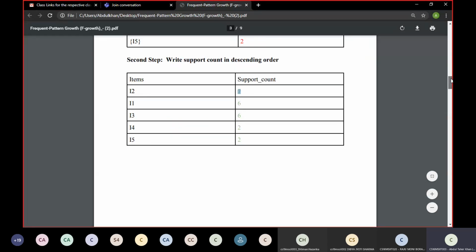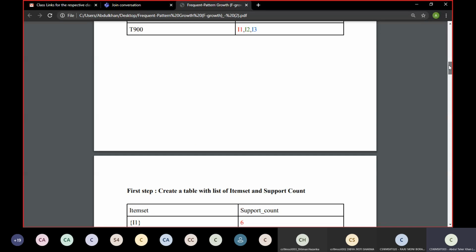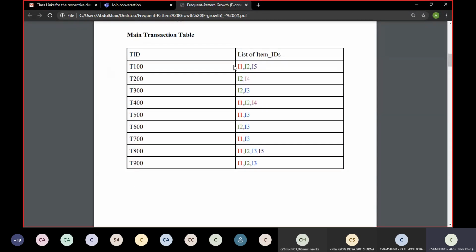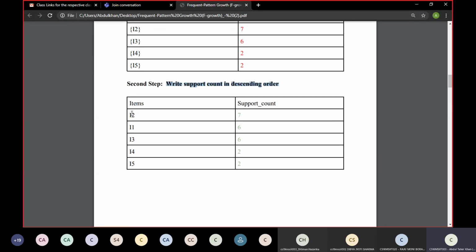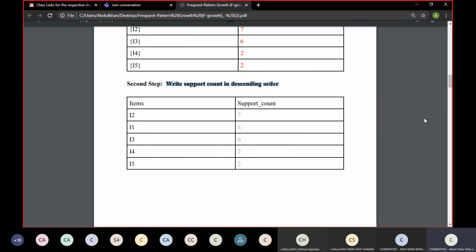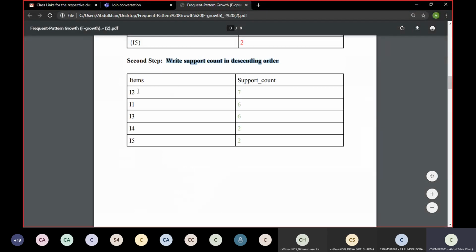This is a very important step because we are going to create our FP tree using this item set and support count table. First let's take T100: I1, I2 and I5. But in the support count table, we have I2 first, then I1, I3, I4, I5. So for the first transaction we will write I2 first, then I1, then I5, in descending order.